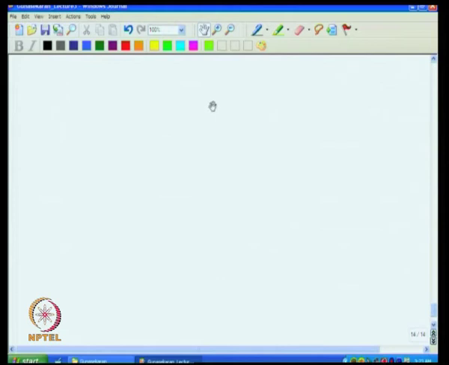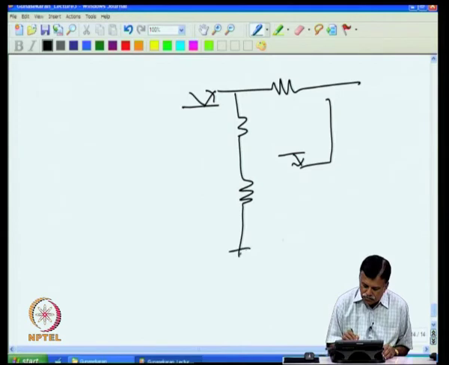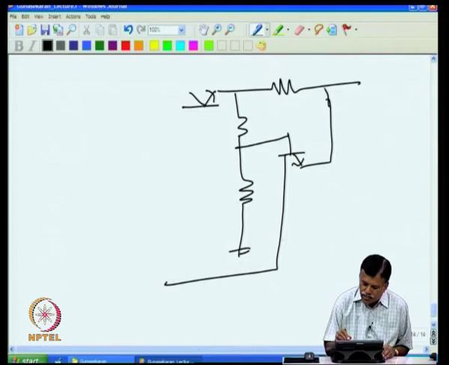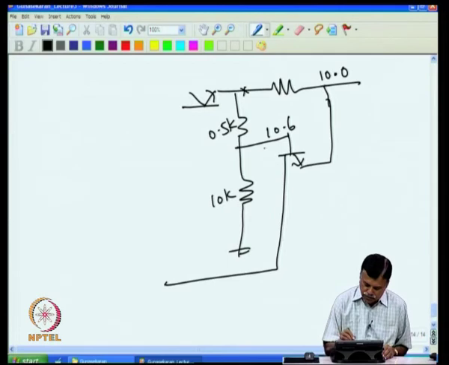So, essentially if I draw only that short circuit part alone, that circuit looks like this, and that goes to collector, and that goes here, and that is connected here. So, this is 10 volt, and this has to come to 10.6, and we have said this is 10K and this is 0.5K we have taken. So, what is the voltage required at this point to get 10.6?